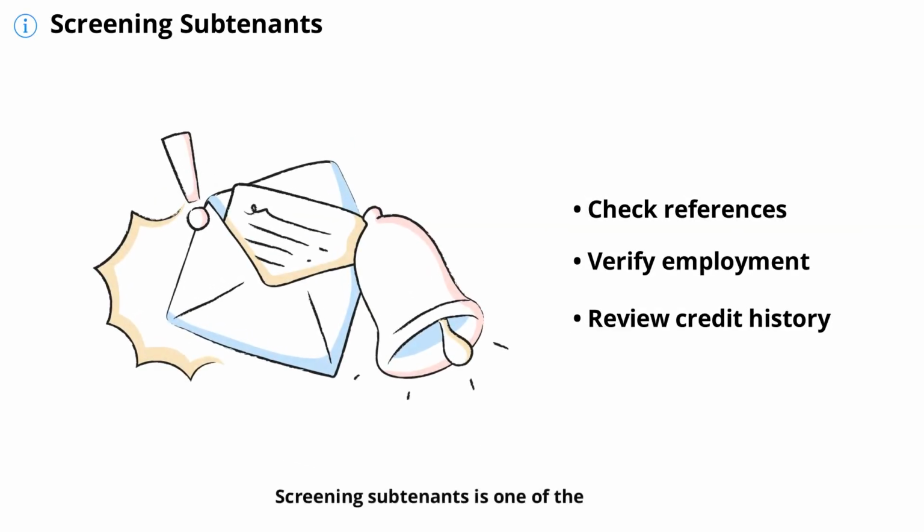Screening subtenants is one of the most important steps in the subleasing process. Ask for references from previous landlords, verify employment, and check credit history if possible. This helps ensure the subtenant will pay rent on time and take care of the property. A thorough screening process can save you from headaches down the road and protect your relationship with the landlord.